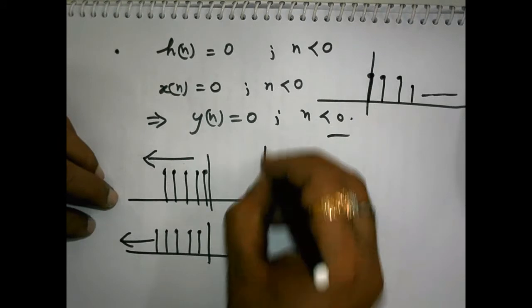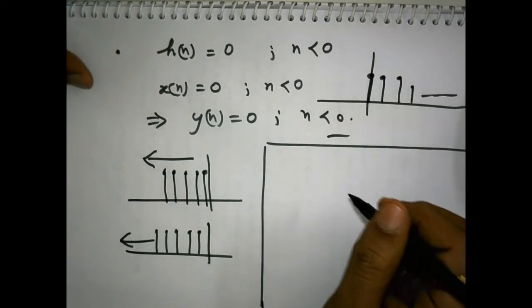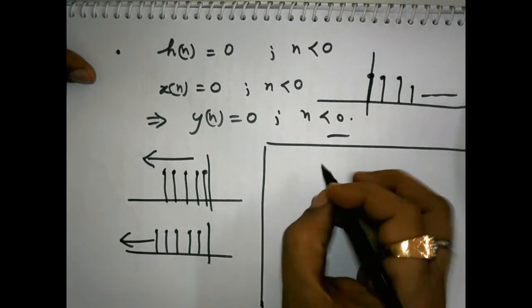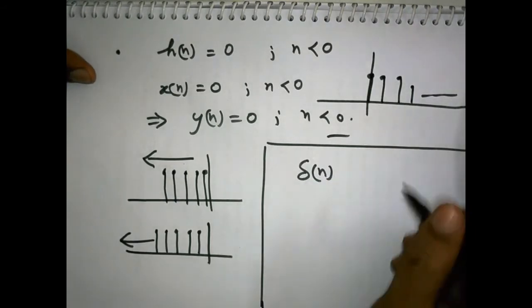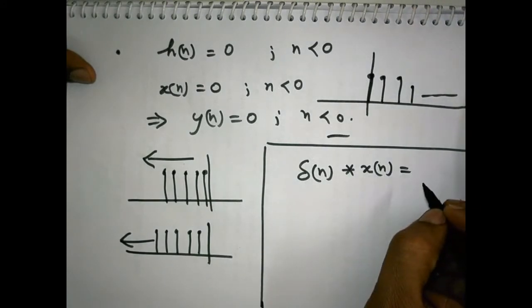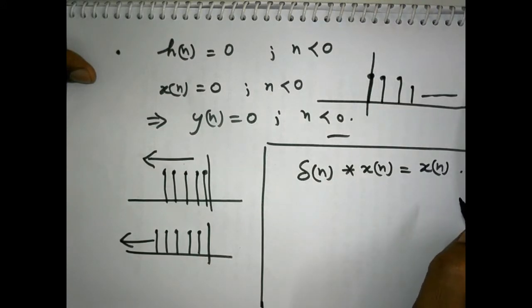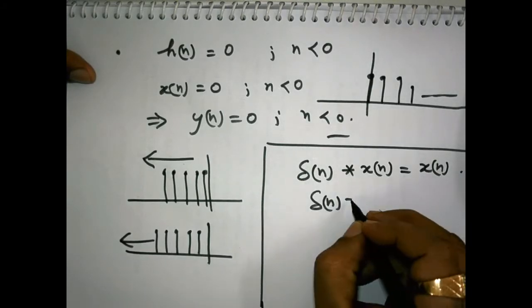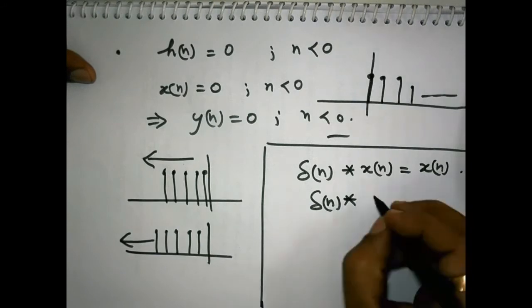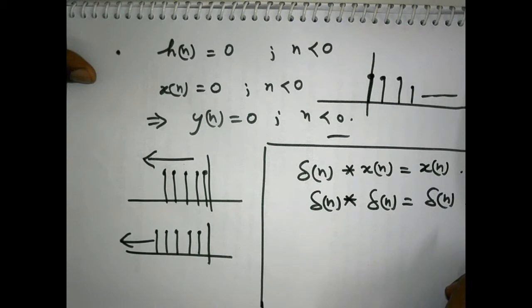Now from these properties of convolution we can derive some results. Some useful convolution results are: delta n convolved with any arbitrary xn is xn itself, and delta n convolved with delta n is delta n itself, the impulse signal itself.